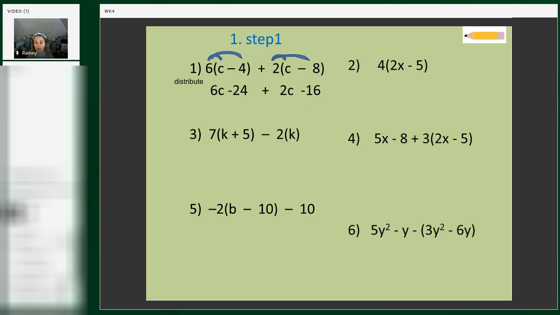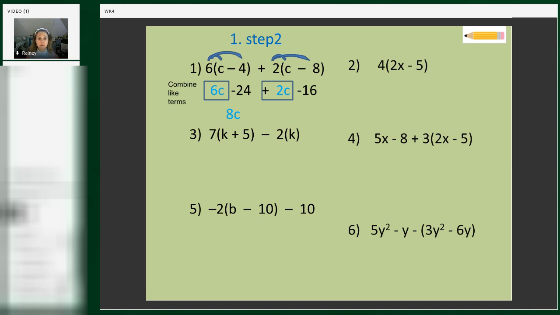Now, we are not done. We need to look and say, okay, is there anything I can put together with what I have now? I'm looking right here. I can put some like terms together. I can put my 6C and my 2C together. It says to add. So put a box around it, or if you want to shade it with a color pencil, whatever, to help you know how we got 8C.